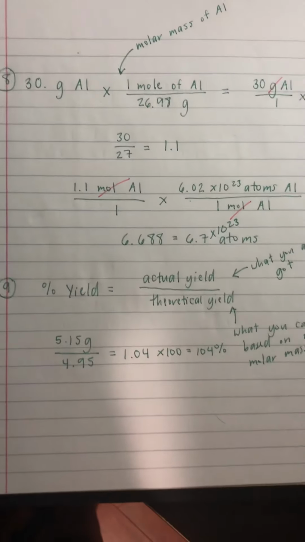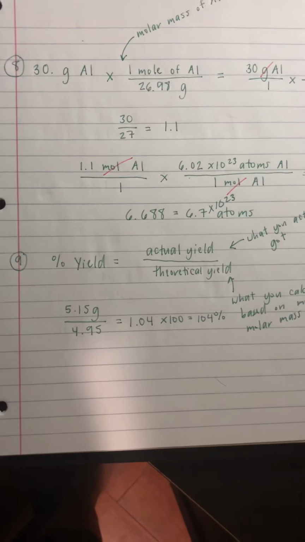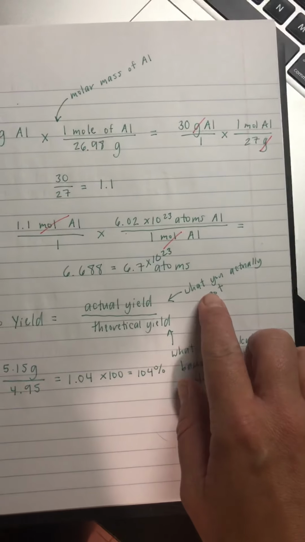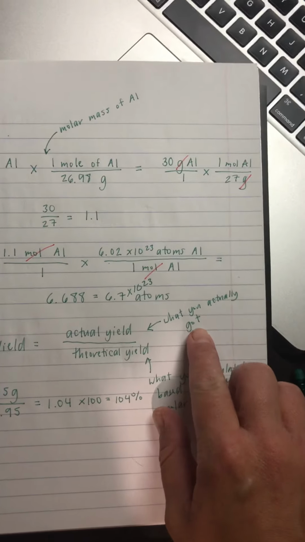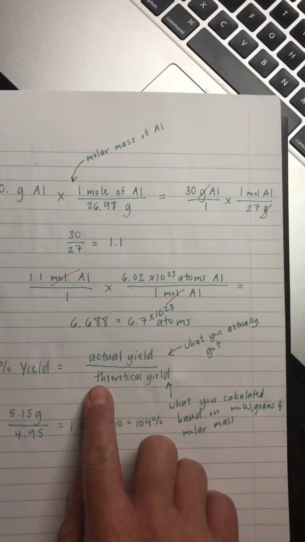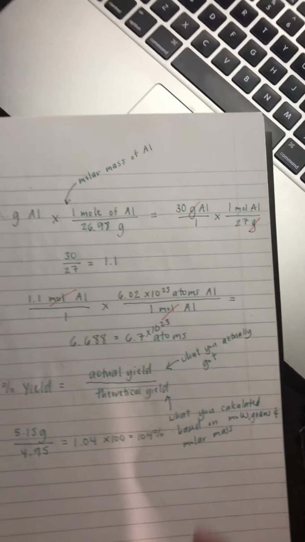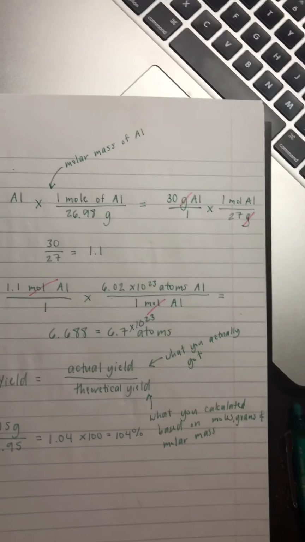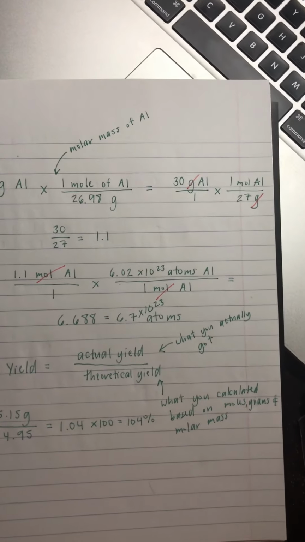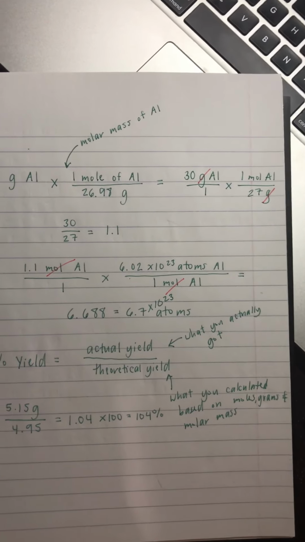For number 9 and number 10, percent yield is just actual yield, which is what you actually got from doing the reaction, divided by the theoretical yield, which is what you would calculate. That's what you've been doing for numbers like 6 and 7, predicting based on one variable that you're given what you'll get out on the other end.